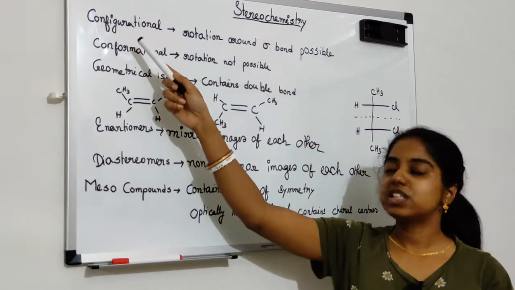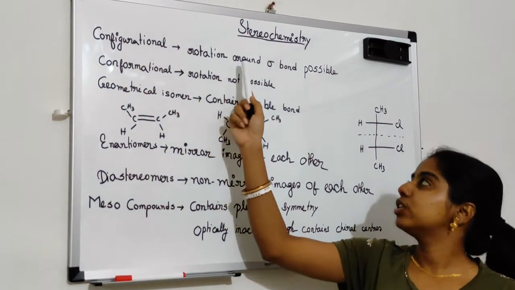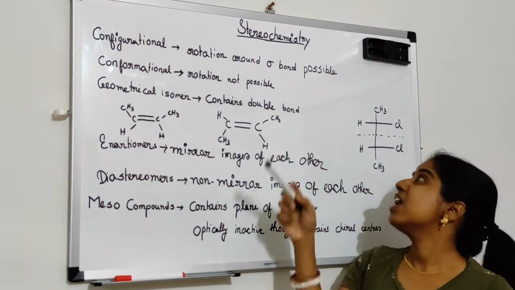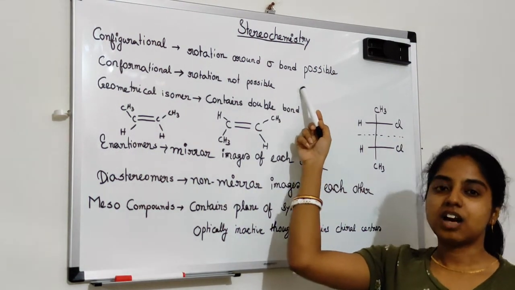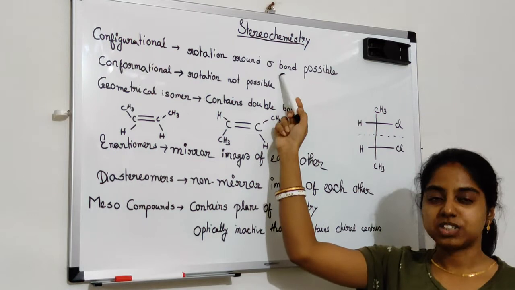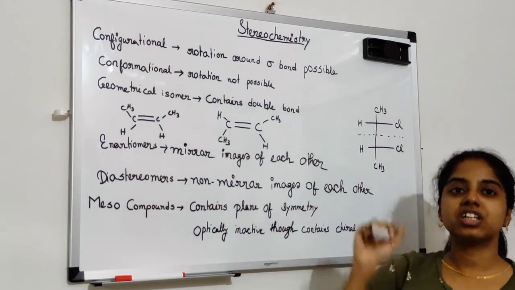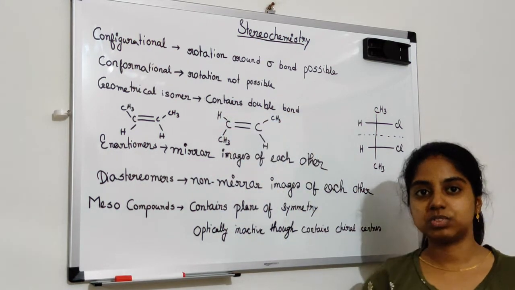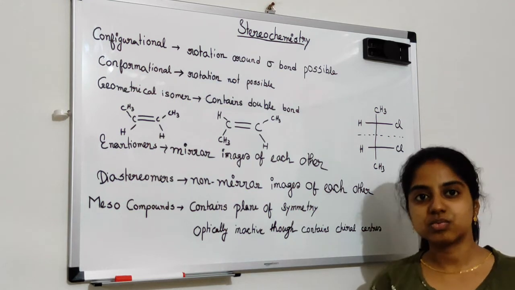So what are the configurational isomers? When the rotation around the sigma bond is possible, then it is configurational isomers. But when the rotation around the sigma bond is not possible, they are known as conformational isomers.